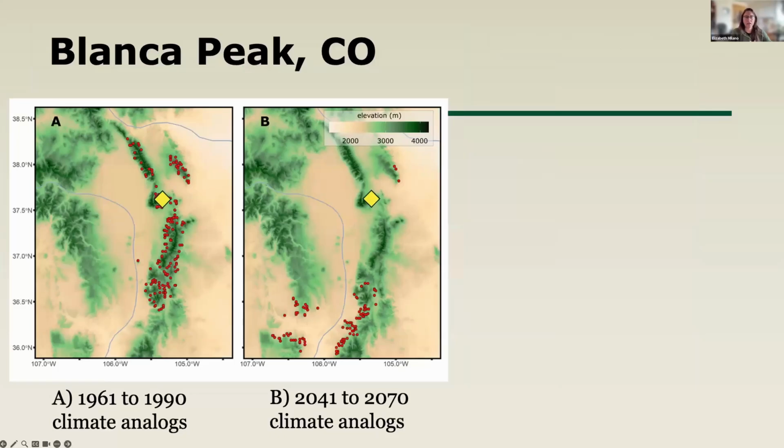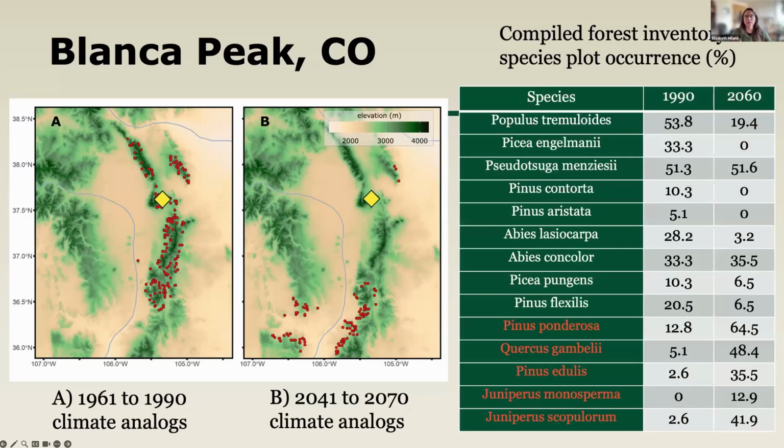Another example we have here is Blanca Peak in Colorado. And we can see in the panel on the left, our contemporary analogs are mostly in these mountaintop areas. In this map, the green relief is actually our elevation shading. So you can see in the panel on the left, most of those strong analog locations are found in mountaintop areas, whereas by mid-century, those analogs are found at substantially lower elevations and at more southerly latitudes than our original point. So this is also reflected in our inventory plot data.